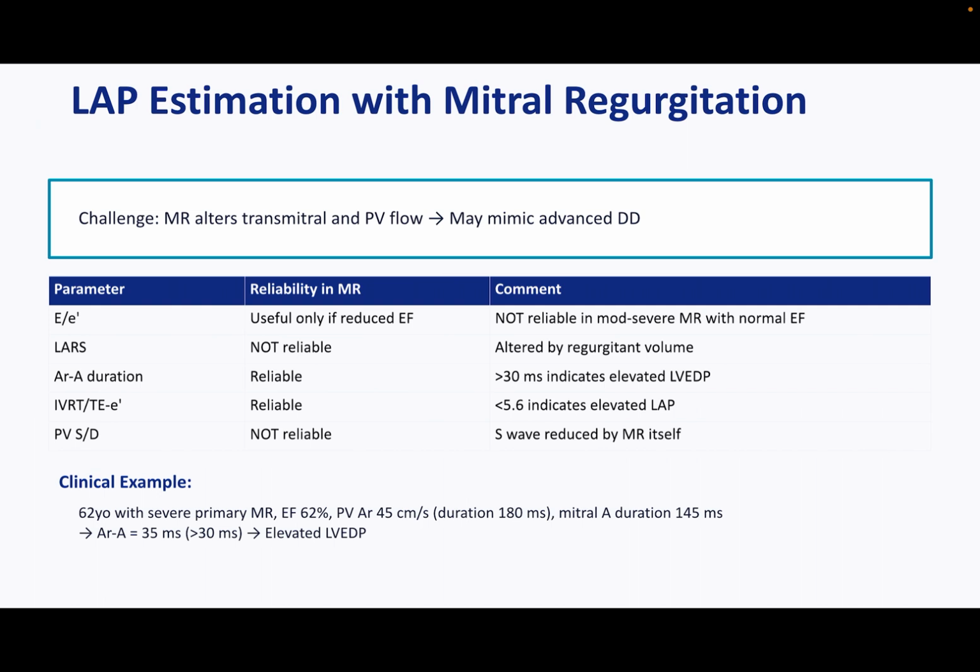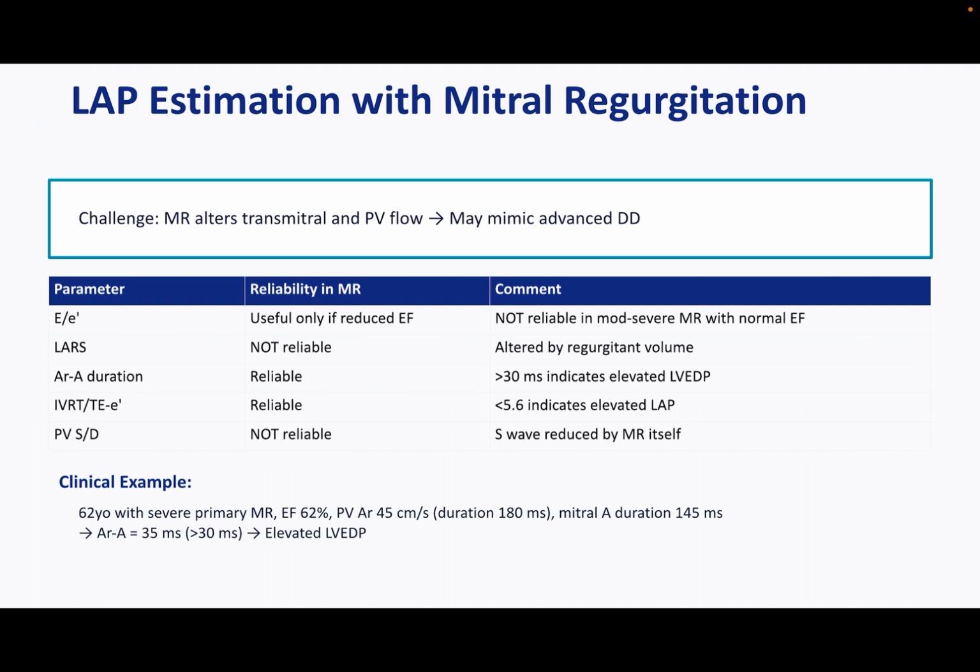One, do not use E to E prime in significant mitral regurgitation, it is not reliable even when EF is normal. The E wave is high because of mitral regurgitation volume, not left atrial pressure. LARS is altered by regurgitant volume. Pulmonary vein systolic to diastolic ratio: S wave is reduced by MR, not by elevated left atrial pressure.